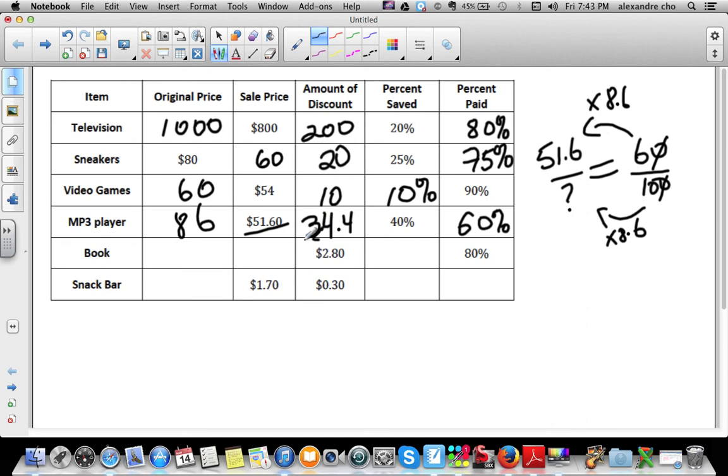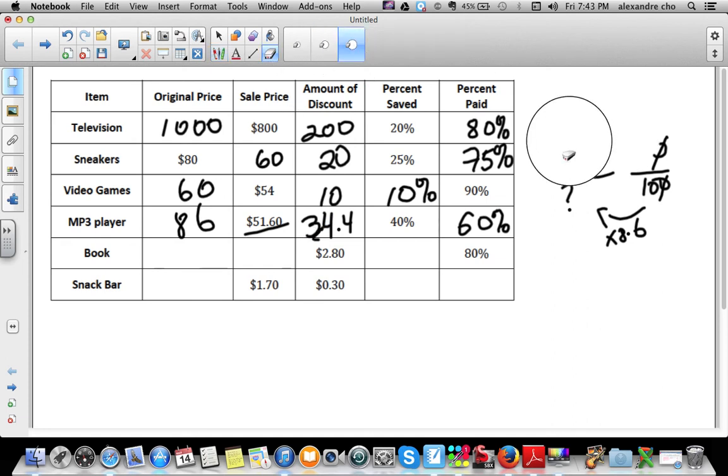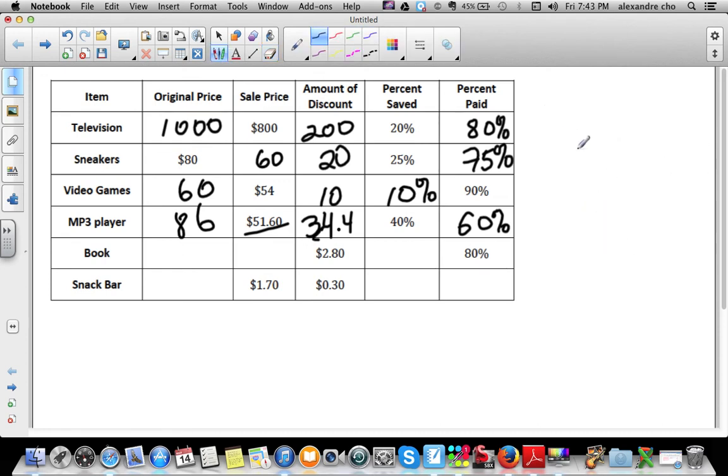That's it. Okay. Now you have a book. It's actually a good problem. You have a book, amount of discount, percent save. So you end up paying 80%. Okay, which means the percent that you save was not much. You only saved 20%. So this guy here, 280, is 20%. Okay?